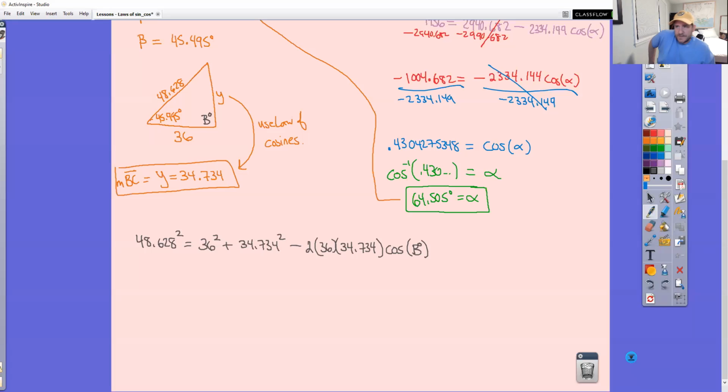Okay, I'm back. And I wrote a new program for solving this type of equation. So let's run it. Enter the 48.628. Enter the 36, enter the 34.734. According to my program, the measure of angle B is going to be 86.842. Okay, and I'd love to say we're done, but we're not.